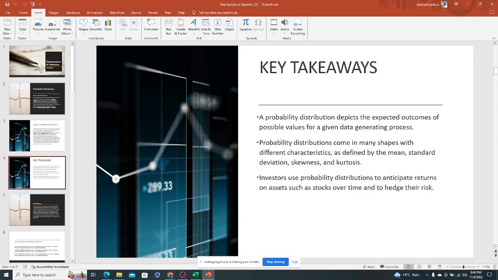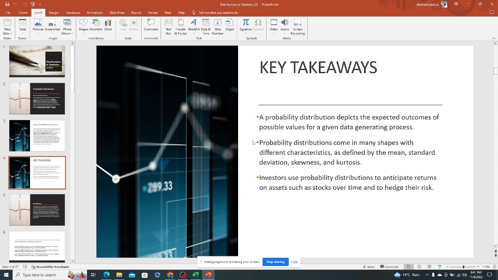So basically, to wrap this up, we can say that a probability distribution depicts the expected outcomes of possible values for a given data generating process. Probability distributions come in many shapes with different characteristics, as defined by mean, standard deviation, skewness, and kurtosis. Most of you know a distribution by its shape, that is, by its graphical representation.